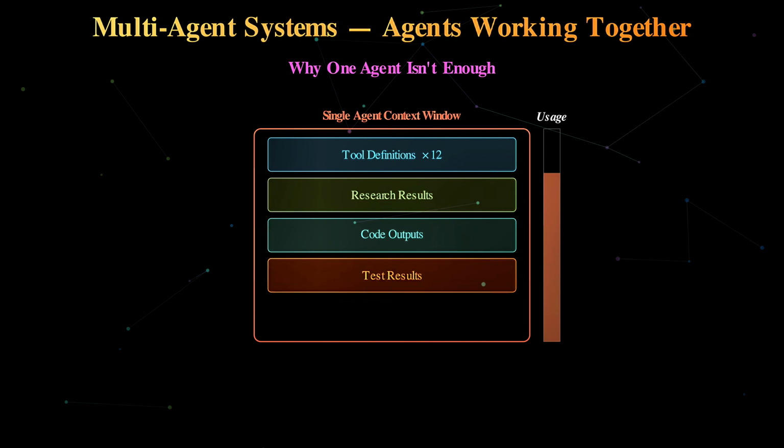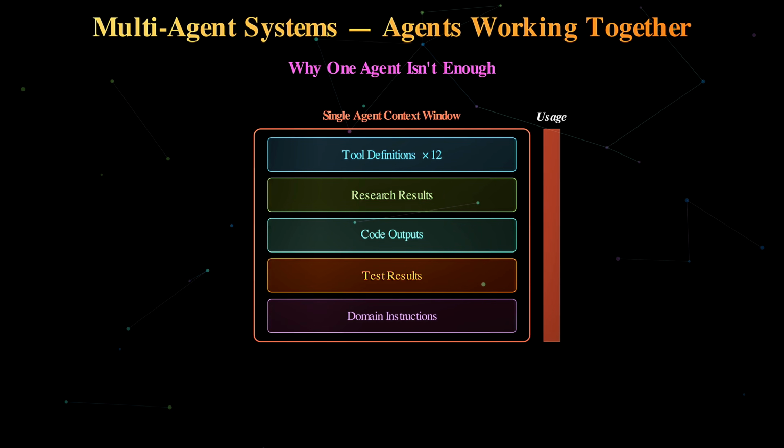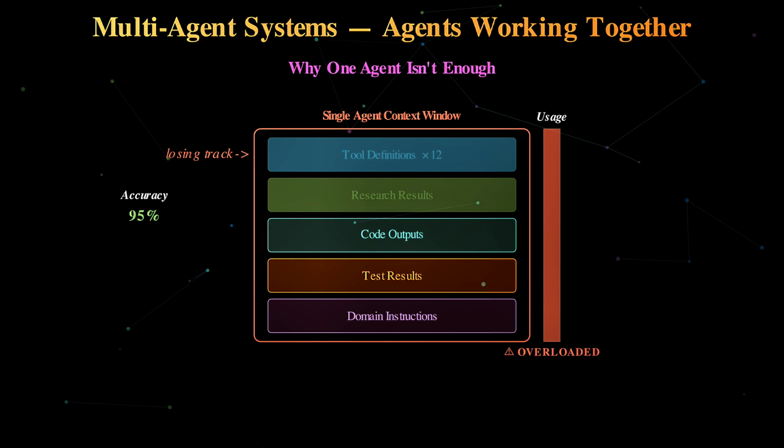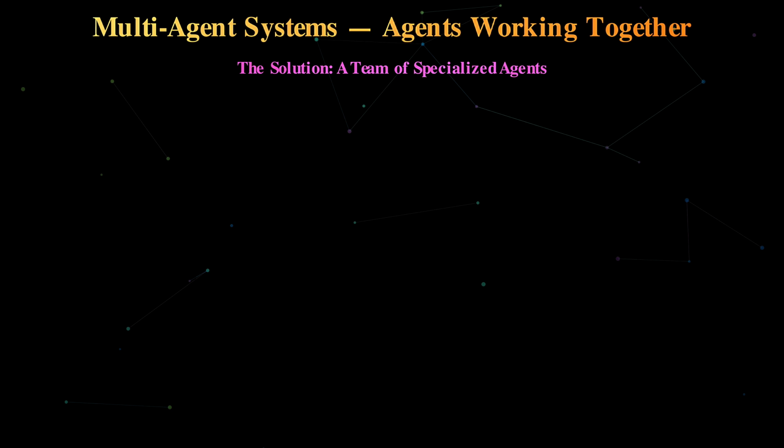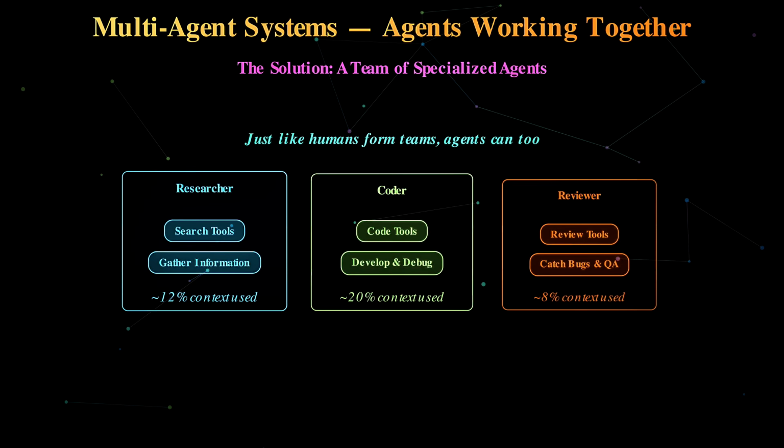It needs all those tool definitions, all the accumulated results, and all the domain-specific instructions loaded at once. The context fills up fast, tool selection accuracy drops, and the model starts losing track of earlier steps. The solution? Just like humans form teams to divide complex work, agents can too.